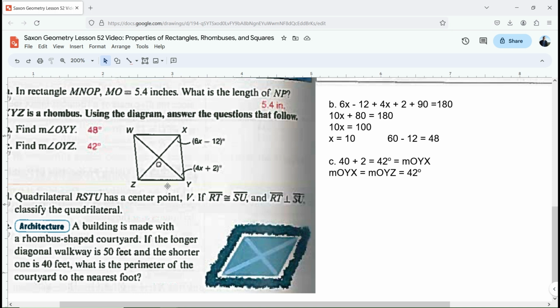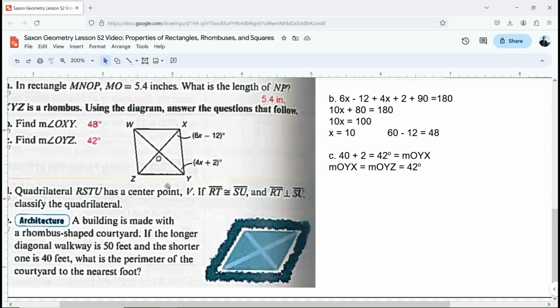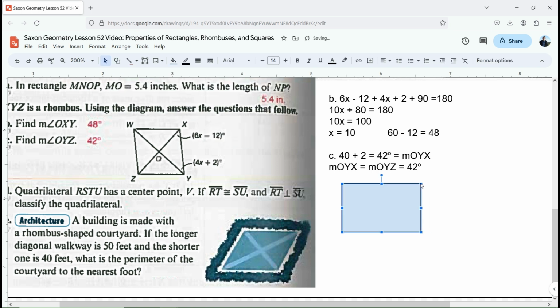Letter D. Quadrilateral RSTU has a center point V. Ugh. This one we should probably draw out. So let's make quadrilateral RSTU. I'm just going to make it a square for now. We'll adjust it to a rhombus, or I'm sorry, rectangle, if needed. Or maybe we'll just observe that it's a rhombus or a square.